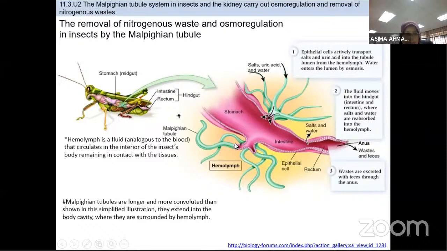components. And then next is the Malpighian tubule system. So this green color structure is actually the Malpighian tubule. So ni tubule dia lah. Alright, so Malpighian tubules are longer and more convoluted than shown in this simplified illustration. So yang shown here ni very simple structure lah, tapi in reality, it is much longer and more convoluted. Then they extend into the body cavity where they are surrounded by hemolymph.